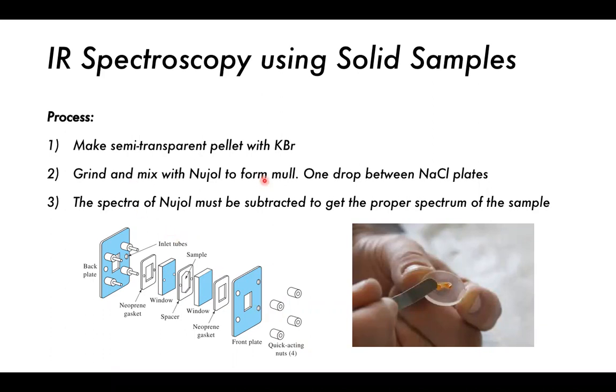So the process of doing IR spectroscopy using solid samples is to make a semi-transparent pellet with KBr. It's semi-transparent because of those absorbed water peaks. Then we grind and mix with Nujol to form a mull. And then we put one drop between sodium chloride plates. The spectrum of the Nujol must be subtracted to get the proper spectrum of the sample.